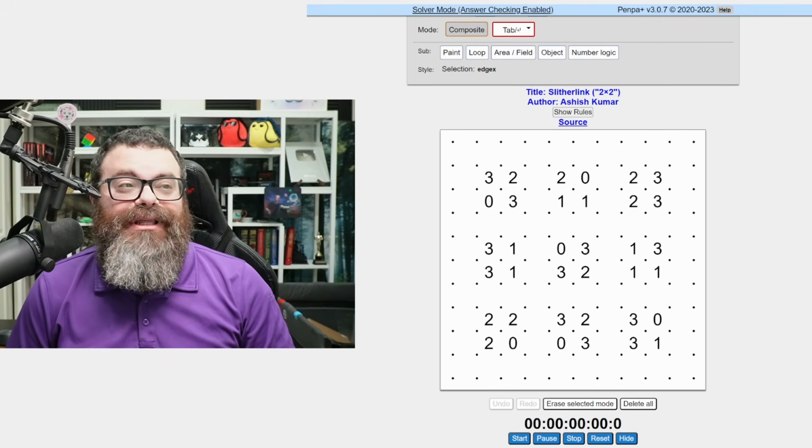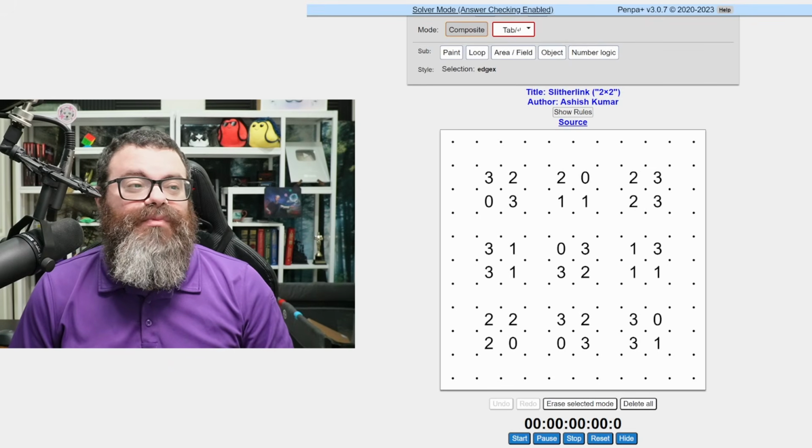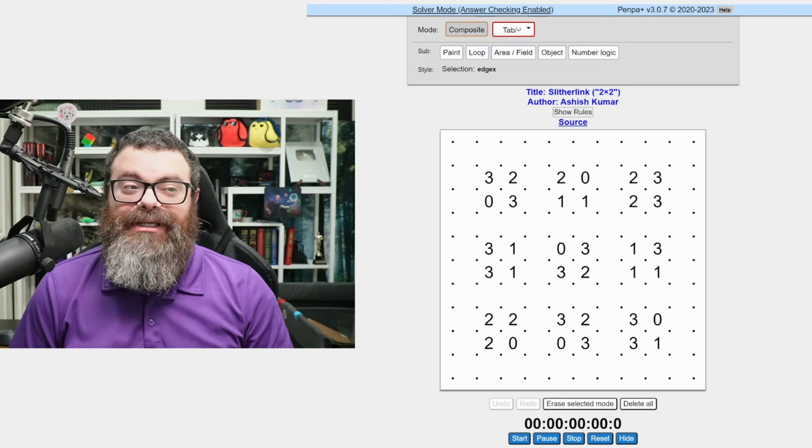Hello, let's play a Slitherlink puzzle. This is called 2x2. It's by Ashish Kumar. I sourced this from GM Puzzles. There's a link in the description.